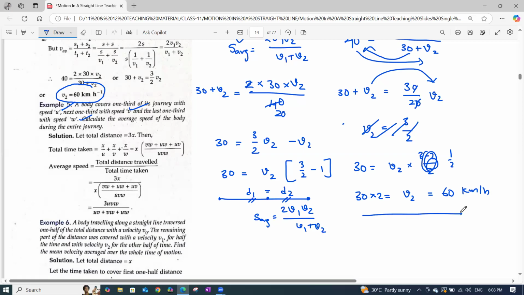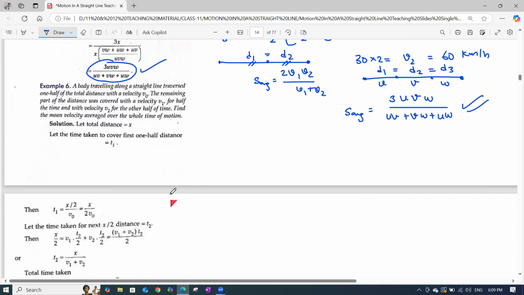Now the condition, there is a path where 3 parts are there. This D1 which is equal to D2 which is equal to D3. So all these 3 paths are same. Then if it is traveling with different velocities like U, V, W, then it will be SAVG is equal to 3, because 3 parts are there. What are the velocities you need to multiply? U, V, W upon UV plus VW plus UW or WU. This is the direct formula, what you can write as the answer here.